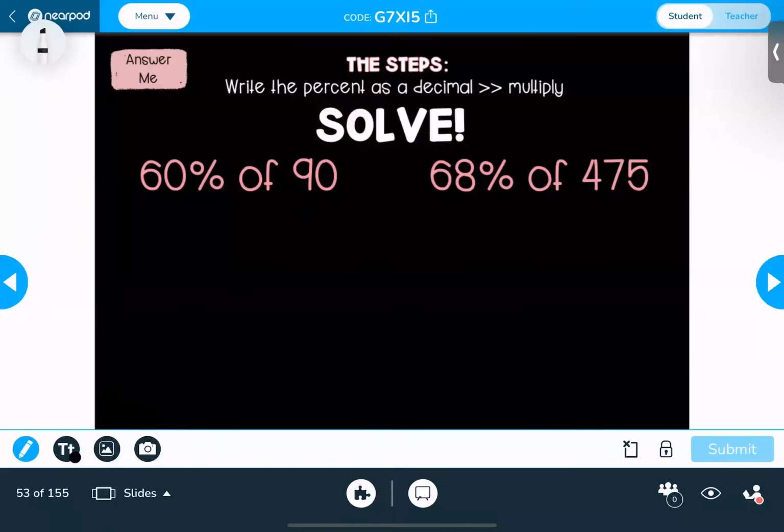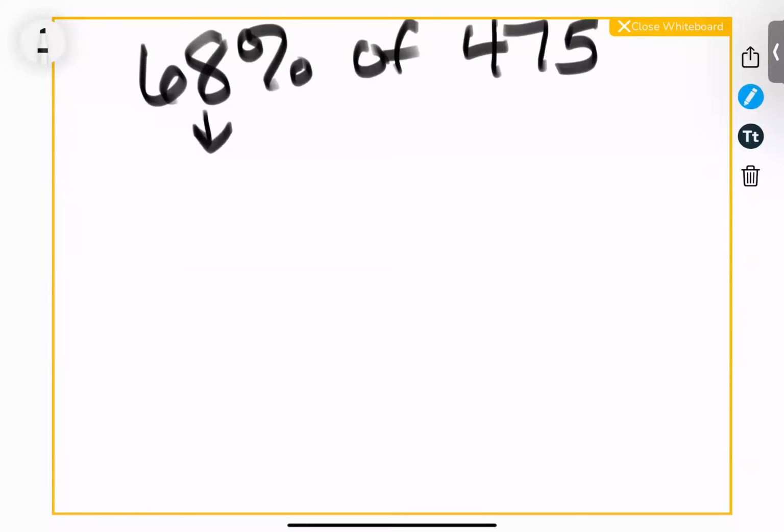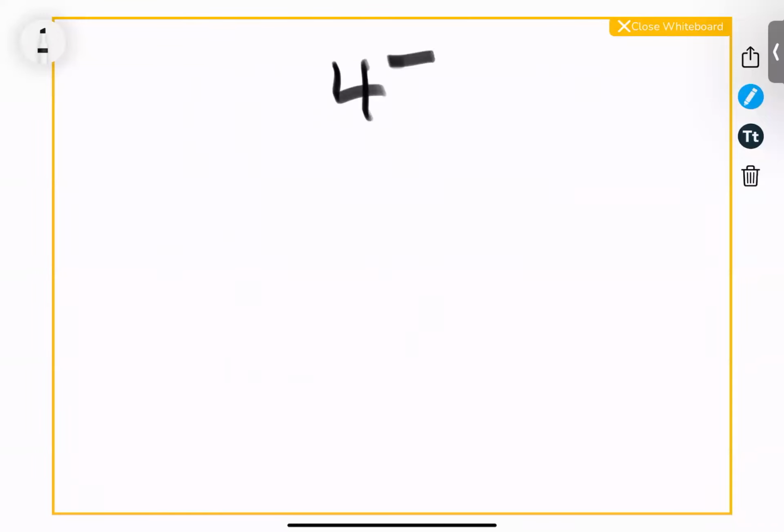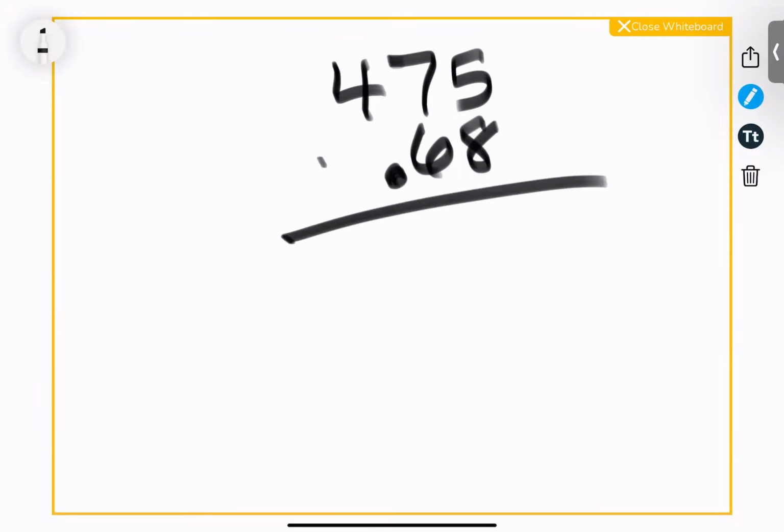Let's do one more. Last one. 68% of 475. 68 out of 100, or 68 hundredths of means multiply 475. I'm going to put these back in a way that is better for my brain. There we go. So 8 times 5 is 40.